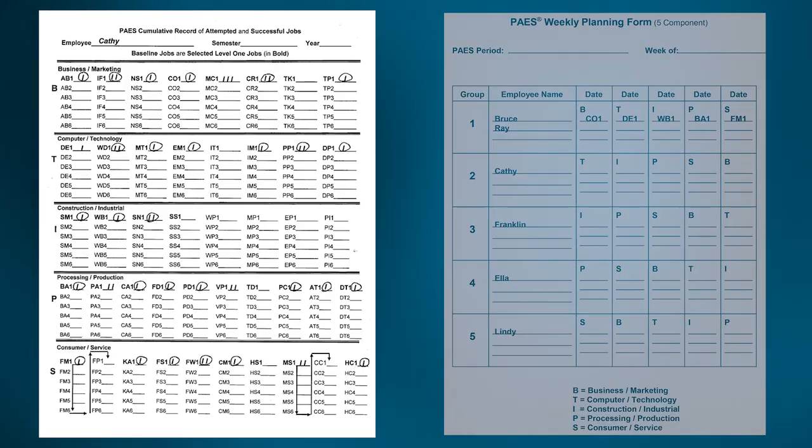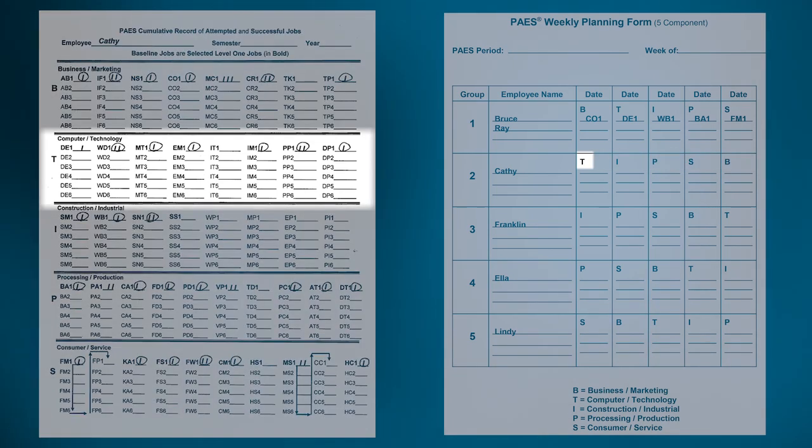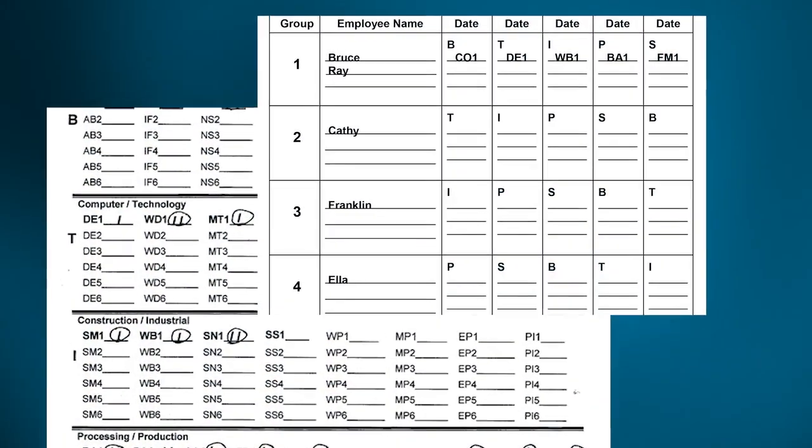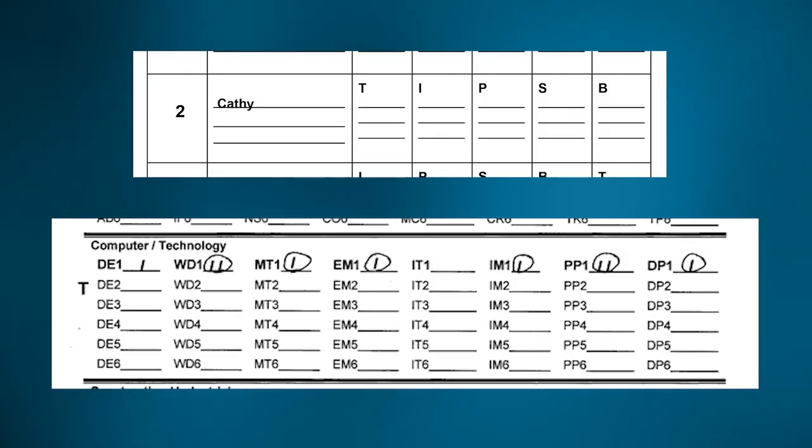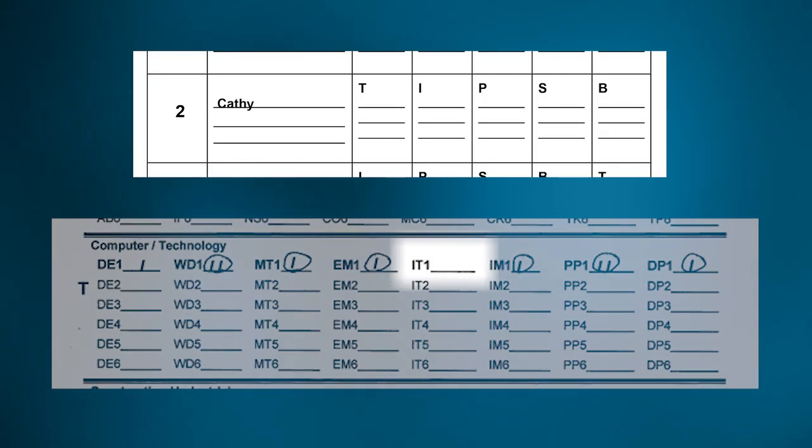By referring to the example cumulative record and keeping BTIPS in mind, it's easy to figure out. On the weekly planning form, her first day is marked with a T, meaning she should work on a job in the computer and technology component. When we look at her cumulative record, we see she has yet to try job IT1, so we can enter that job for her on the weekly planning form.